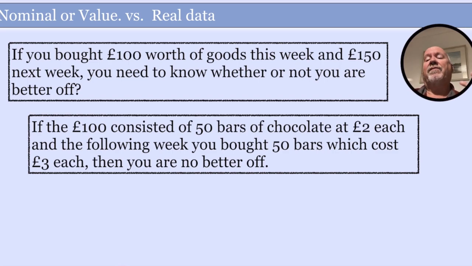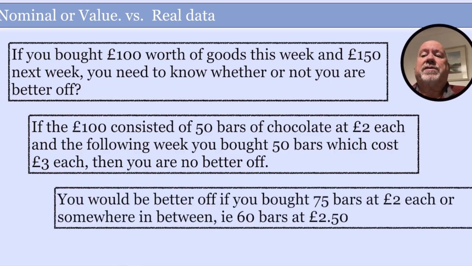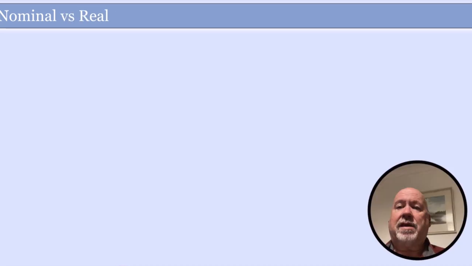You've still got the same volume of bars of chocolates, as it were. So the only time you would be better off is if the price of the chocolate stayed the same and you were able, therefore, to buy 75 bars of chocolate. Now I'm happy. I've got more volume, or possibly somewhere in between. So the price might have gone up to £2.50, but I was able to buy 60 bars. Okay, so hopefully that gives you an idea that it's really important to distinguish between the value and the volume.